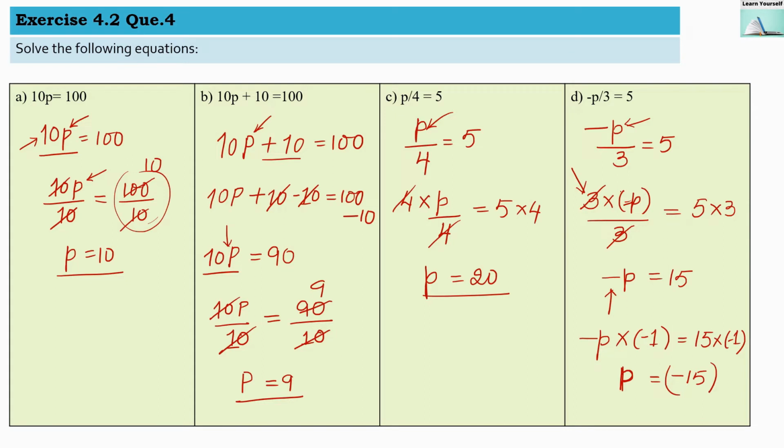But in 2 steps, we can solve it like this. In the first step, where we have removed this divisional 3. And after that, we need to remove this negative sign. So we have removed this negative sign in the second step by multiplying with minus 1. So minus p into minus 1 has become plus p equals, towards the RHS 15 into minus 1, we got here minus 15.